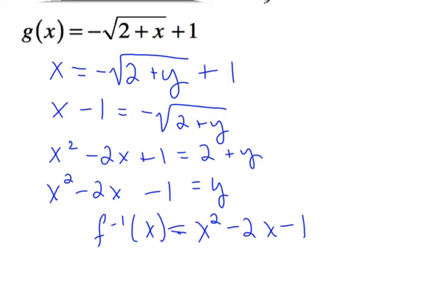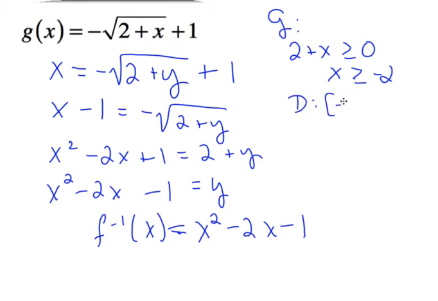Now let's think about the domain and the range of the inverse function. Well, let's see. Of g, my domain has to allow 2 plus x to be greater than or equal to 0. So that means x has to be greater than or equal to negative 2. So my domain here is from negative 2 to positive infinity.